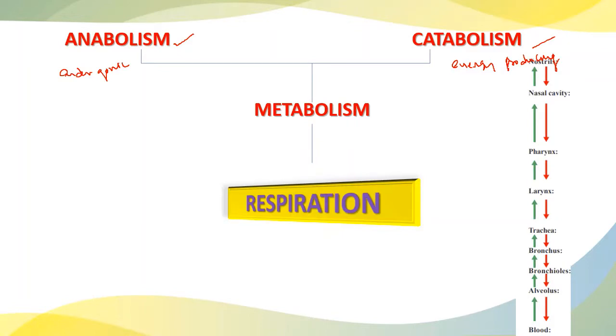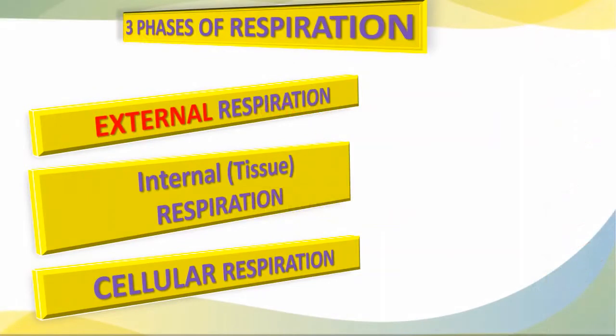The respiratory system starts with nostrils, nasal cavity, pharynx, larynx, trachea, bronchus, bronchioles, alveolus, finally blood. This is the respiratory pathway. Respiration mainly occurs in three phases, and the first one is external respiration.